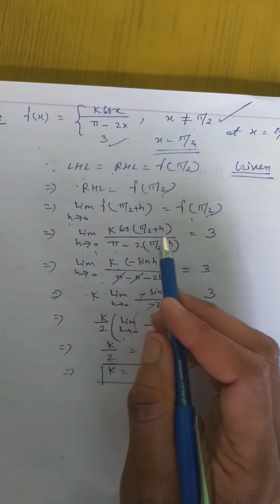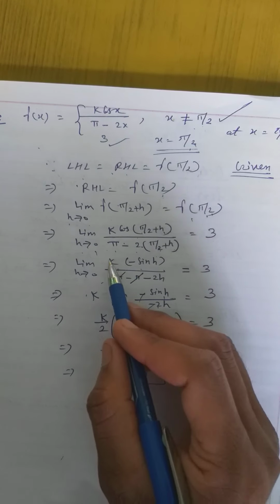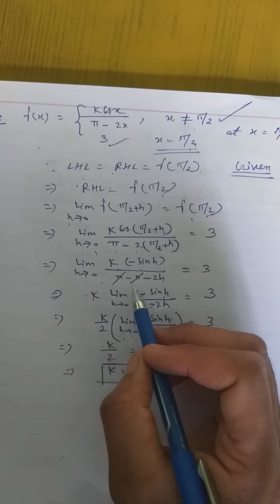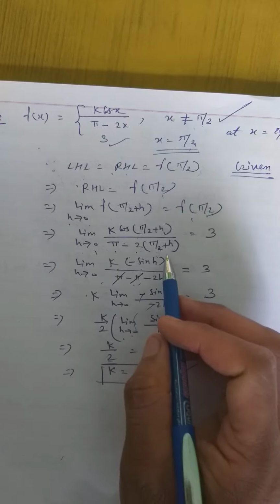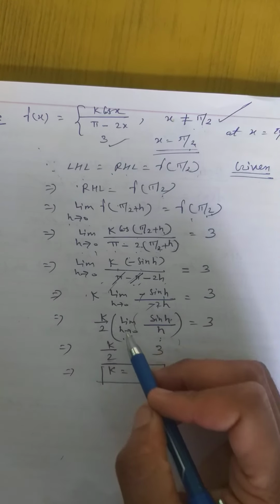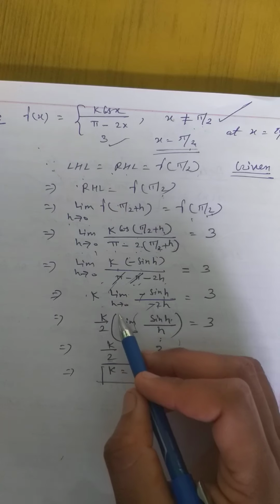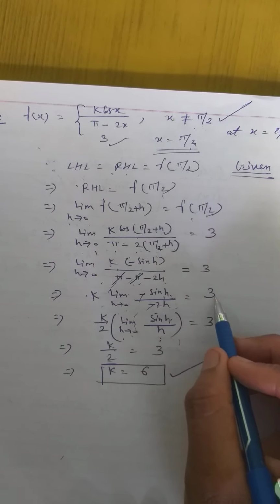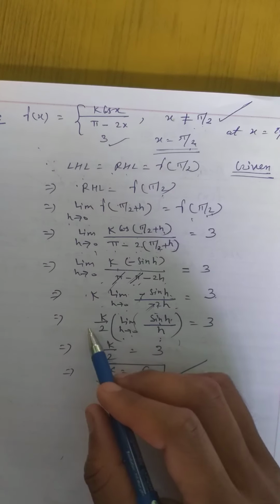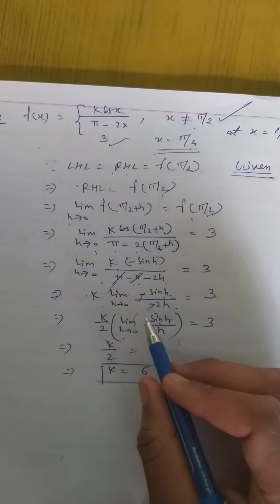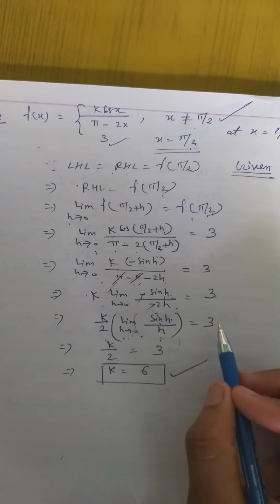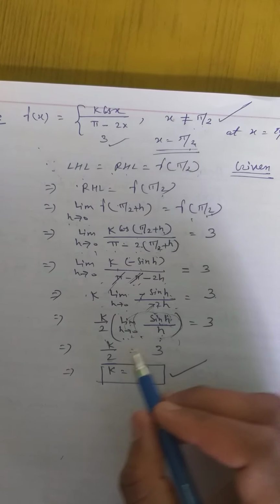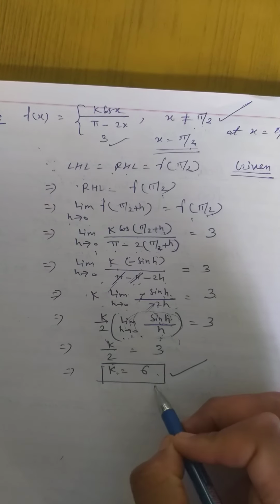k cos(90 + θ) equals −sin θ. Pi minus, you will multiply this bracket value by 2: 2 into π/2 is π, so π − π − 2h. Pi cancel. k times limit h tends to 0 of −sin h upon −2h equals 3. Minus cancel. k by 2 will be out. Limit h tends to 0 of sin h upon h equals 1. So k/2 equals 3 and k equals 6.